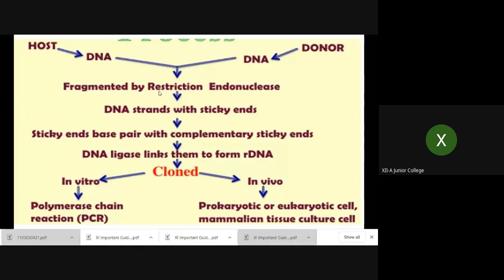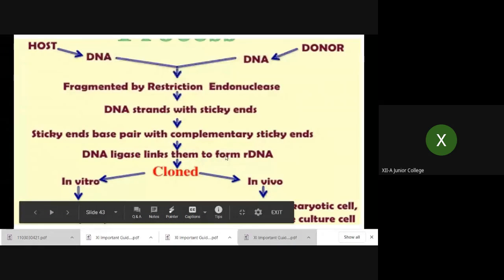Okay, so the DNA from the host as well as donor DNA is fragmented by restriction endonuclease, giving DNA strands with sticky ends, as I showed now in the picture. Then sticky ends base pair with complementary sticky ends, then DNA ligase links them to form rDNA, that is recombinant DNA.